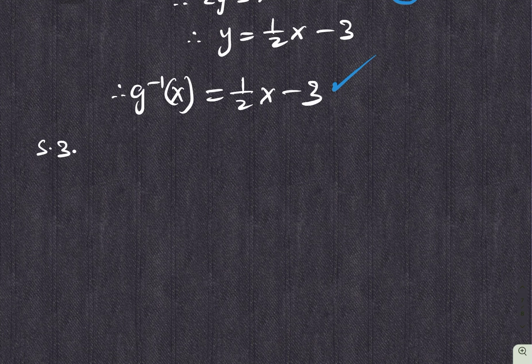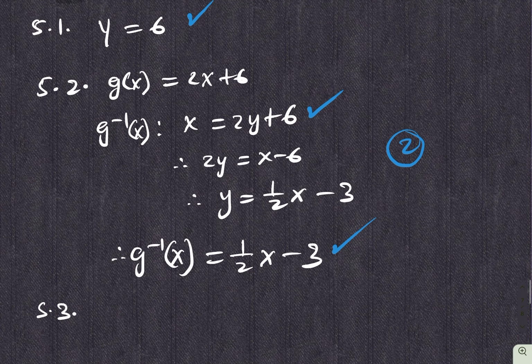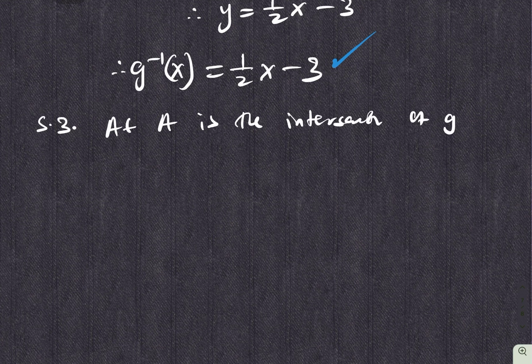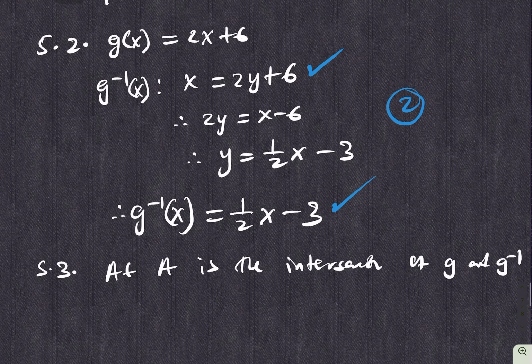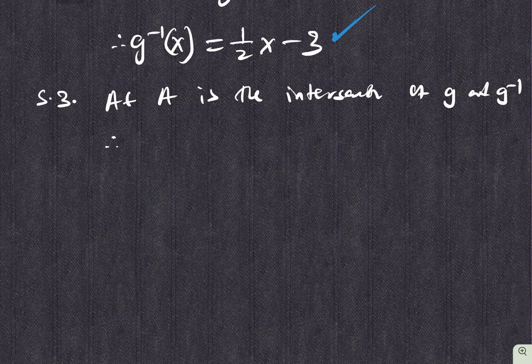And then 5.3, the coordinates of A, that's where these two graphs intersect. So I'm going to say at A is the intersection of g and the g inverse. I'm going to equate these two graphs and solve for x. Therefore, I will have 2x plus 6 equals 1 over 2x minus 3.